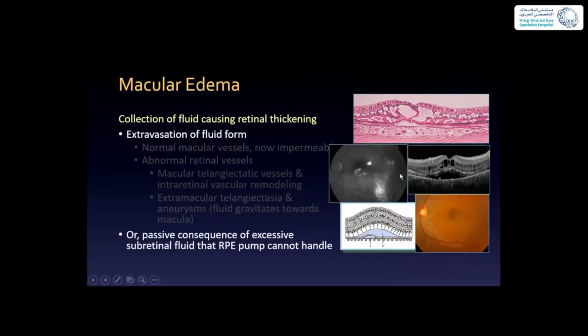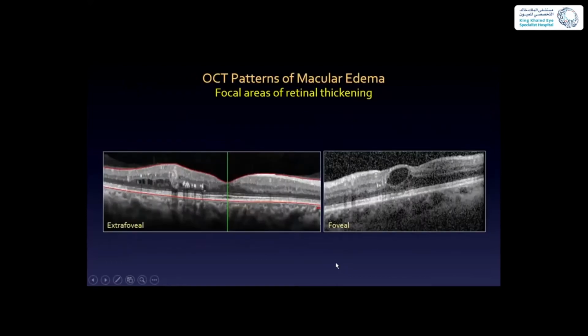For instance, if you have a very chronic central serous chorioretinopathy with subretinal fluid, sometimes the RPE gets so tired that actually the fluid migrates inside the retina and causes, in addition, cystoid changes in the retina. And the macular edema will present in different ways on the OCT. Generally, it's an area of thickening with a fluid collection.